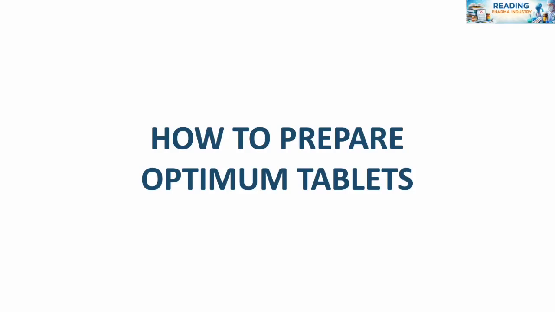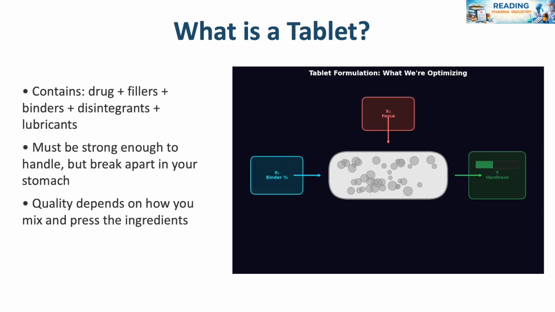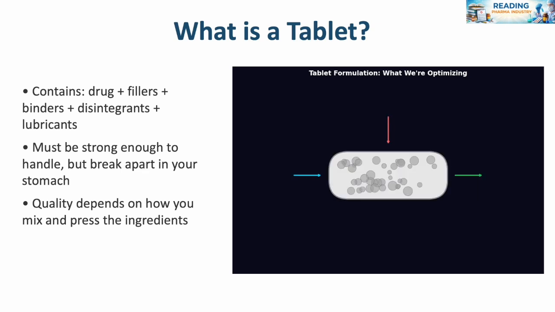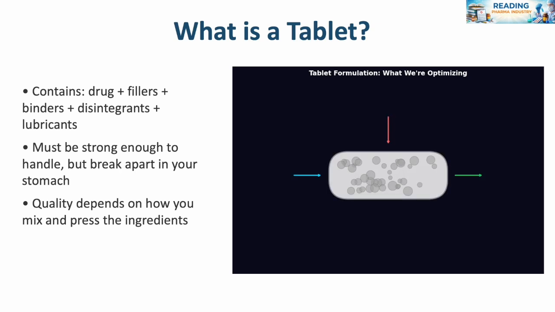Using the knowledge that we have learned on optimization of pharmaceutical formulations, we will use this knowledge to learn how to prepare optimum tablets. Tablets are considered the most popular dosage forms, and this is because of the portability and ease of taking the medication. And also they are relatively easy to make on a larger scale.